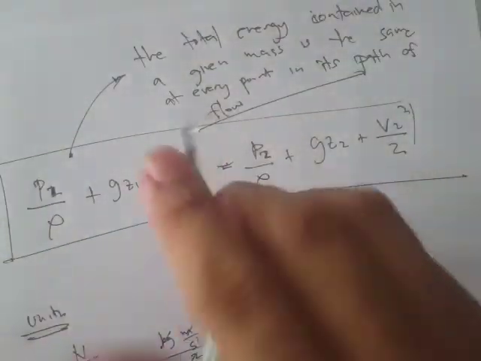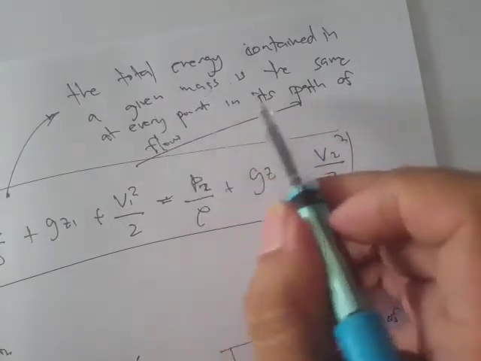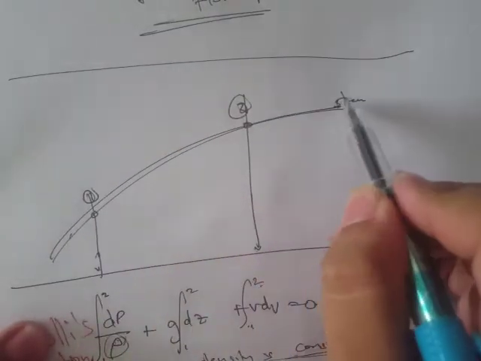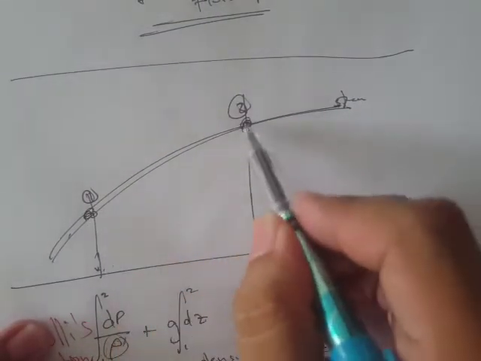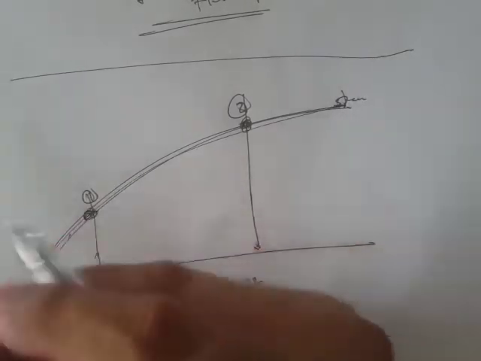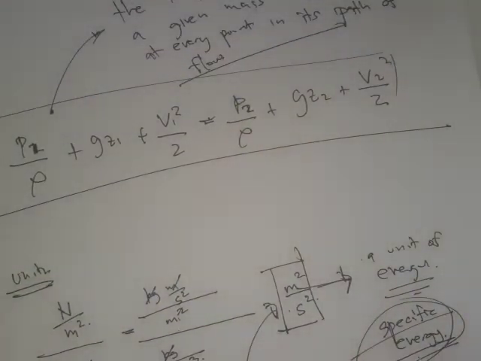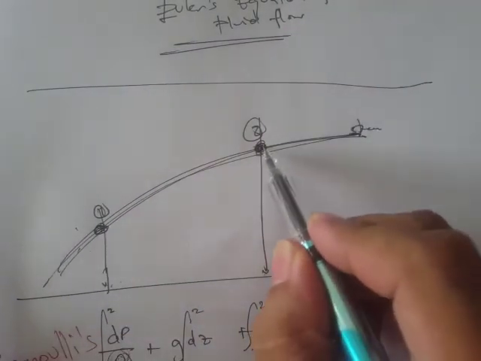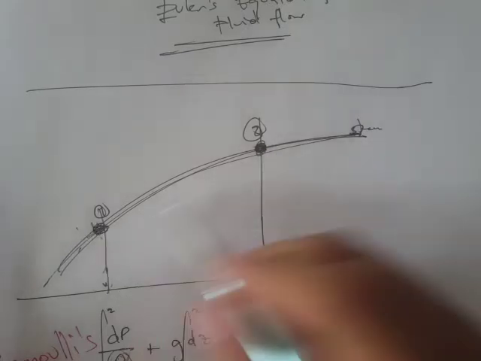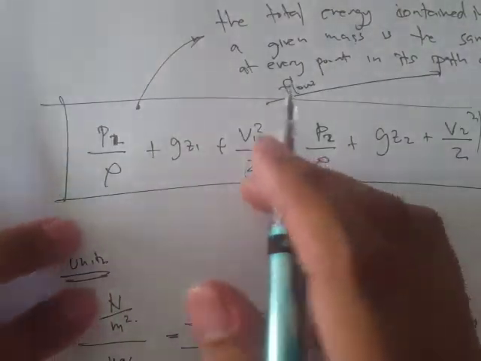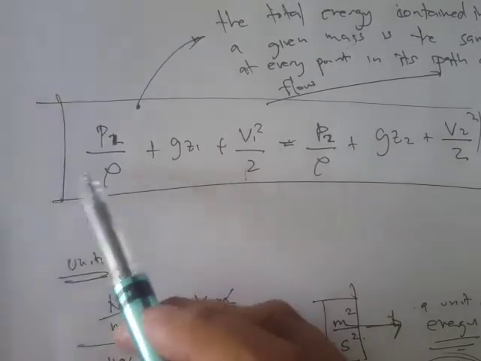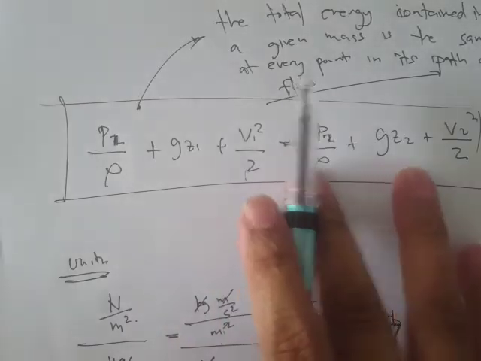So it just means that the total energy contained in a given mass is the same at every point in its path of flow. So if this is our path, and let's say this is our point 1 and point 2, the energy at point 1, it says here, is just the same as the energy contained in point 2. So that's the interpretation. So the question now is, how is it possible? Because we have a lot of terms at point 1, and then a lot of terms at point 2.